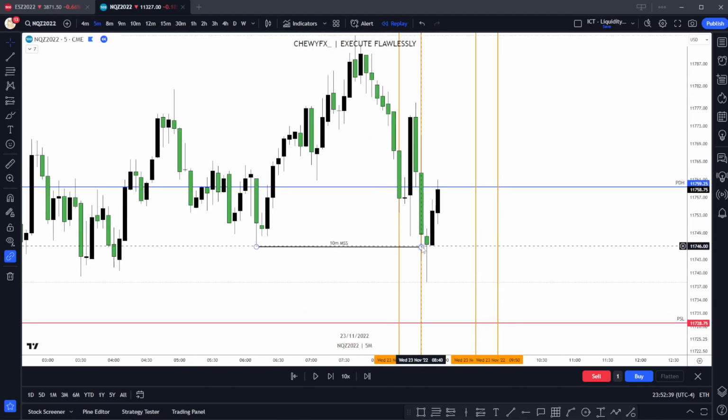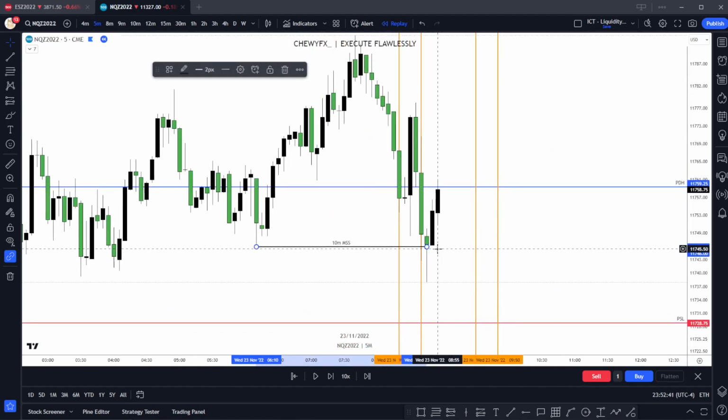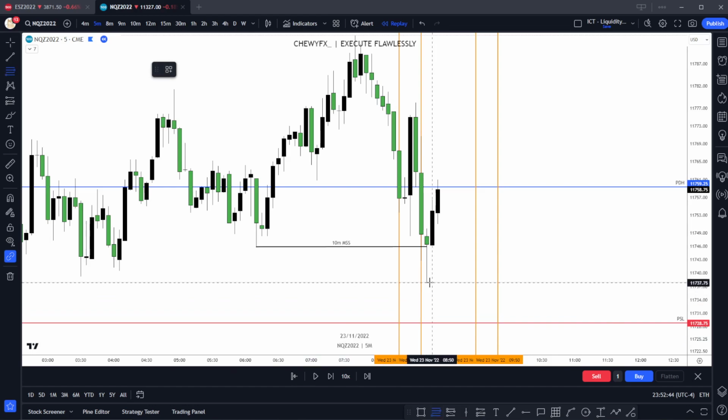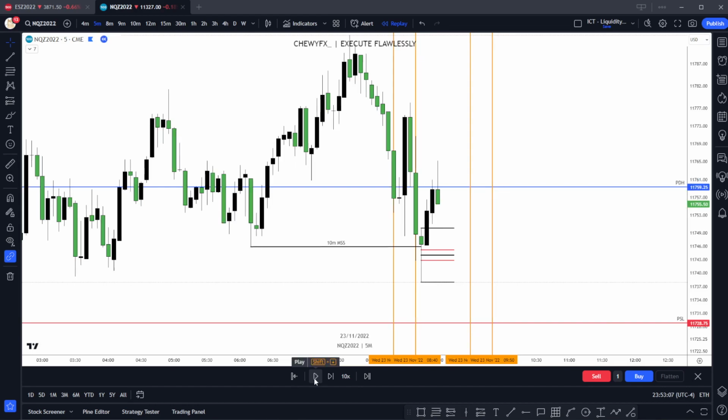Okay, so we can see that we had our 10-minute market structure shift. However, this is the reason why I have my fib tool here as my fib strength tool. We can see that the candle body closed above my two red lines rather than below. For this case, I need them to be below. So if the third candle doesn't close below, we are not going to be looking for any sells, and this is not going to be an opportunity.